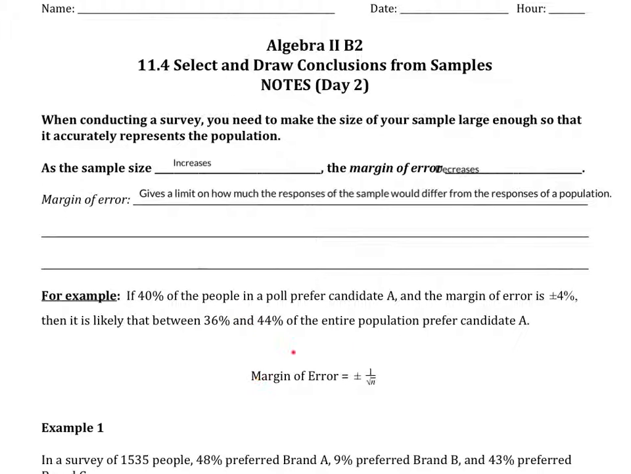This formula right here is what we use to calculate margin of error. We do plus or minus 1 over the square root of n, where n represents our sample size.